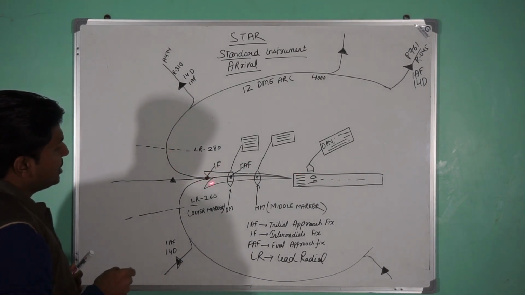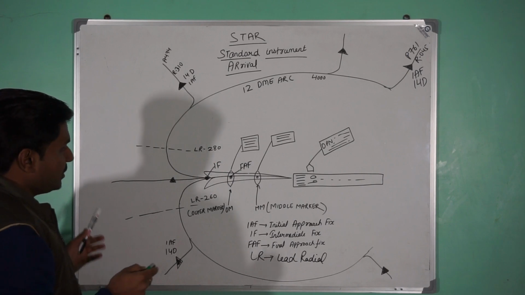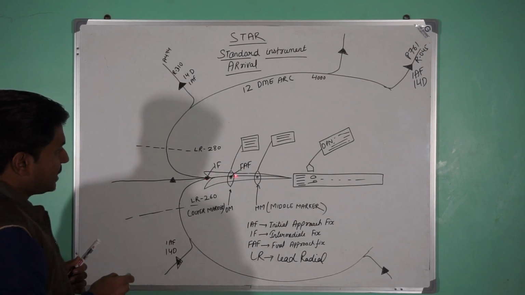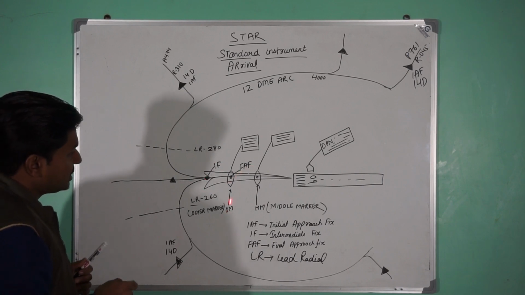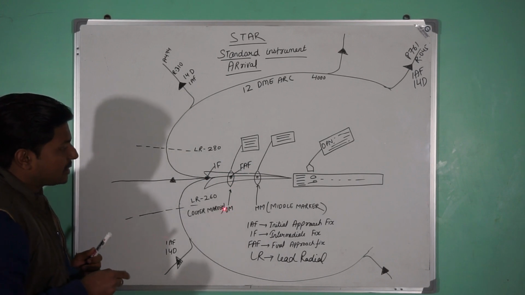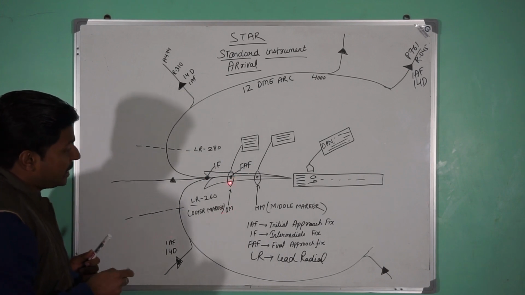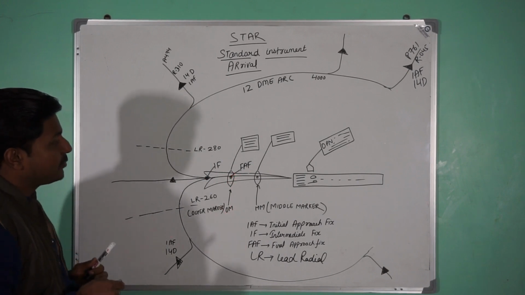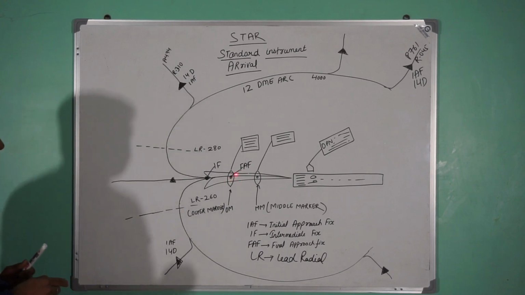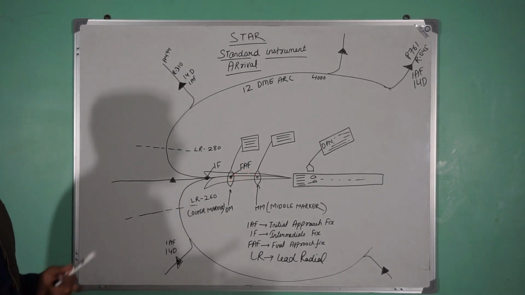Once you reach the intermediate fix, you will have to give a report, and then again at the final approach fix, or you can see this outer marker. The outer marker is located here. So the outer marker and the final approach fix are the same. As you reach the outer marker, you can ask for landing clearance.